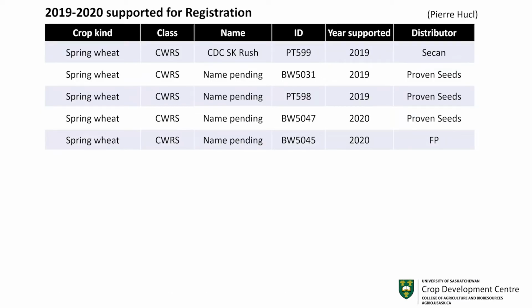The next one is Spring Wheat by Pierre Hucl. He has released a number of varieties recently with different advantages. For example, in 2019, he released 2 CWRS. One is already named as CDC SK Rush, ID SPT 599. It will be distributed by SeCan, and then there are 4 others. 3 of them will be distributed by Proven Seeds, and 1 will be FP.